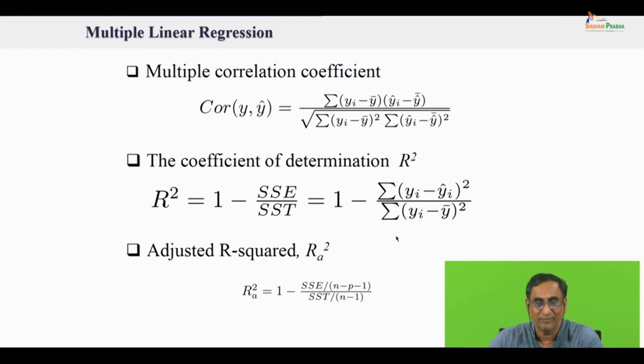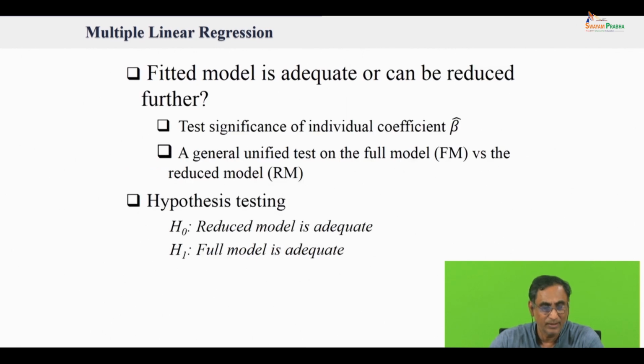So these are all very similar again to the univariate linear regression problem. We can check r squared and see whether the value is close to 1, and if it is, we can say maybe the linear model is a good fit to the data, but that is not a confirmatory test. We have to do the residual plot as we did in univariate linear regression, and that is what we are going to do further. So we are going to find whether the fitted model is adequate or it can be reduced further. What this reduced further means we will explain.